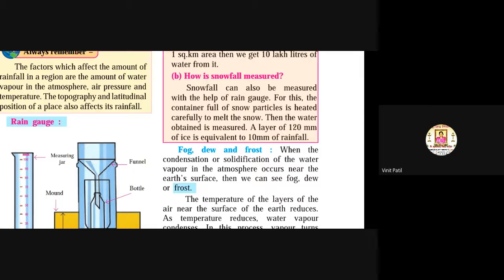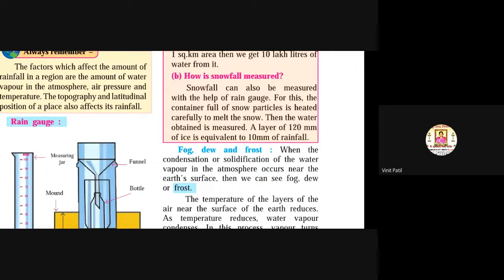Okay, using the rain gauge, the instrument called the rain gauge, we can measure snowfall. That means, whatever amount of snowfall has occurred, basically, then what will we do? We will just measure the height of that particular snowfall. Okay, we will collect that and melt it into water, and then we will measure it in the measuring flask.